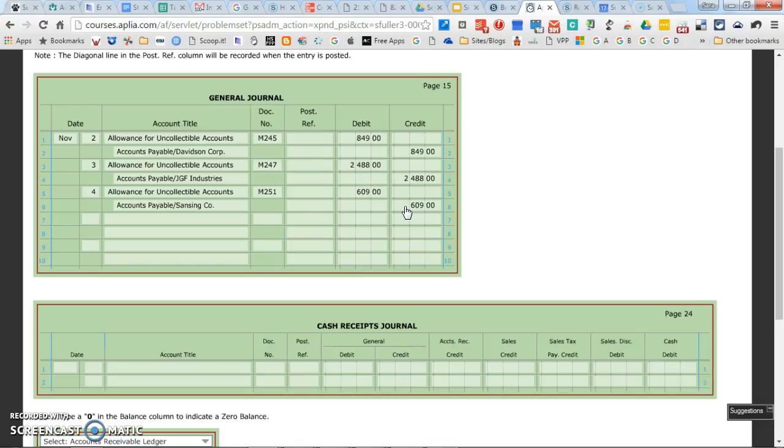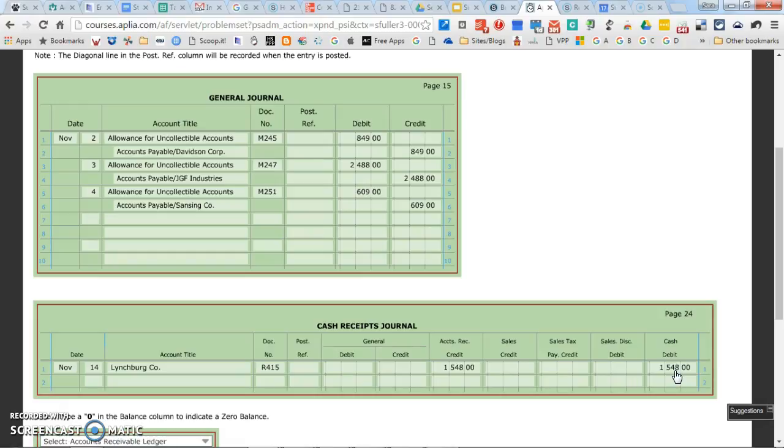On the 14th, we received cash in full payment of Lynchburg Company's account previously written off as uncollectible, $1,548. It then gives us two different document numbers, so that is kind of giving us a clue that we will have to put this in two different places. So first, let's go down and record this in our cash receipts journal. Our date is November 14th. The account title is Lynchburg Company. Document number R415. And then it's going to be an accounts receivable credit of $1,548 and a cash debit of $1,548.